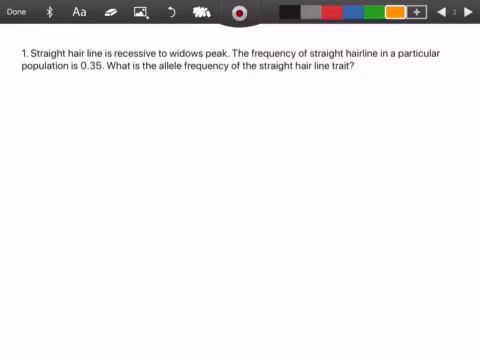The first thing you need to ask yourself is, are you given an allele frequency or a phenotype frequency? Our problem says the frequency of straight hairline. This is a phenotype.